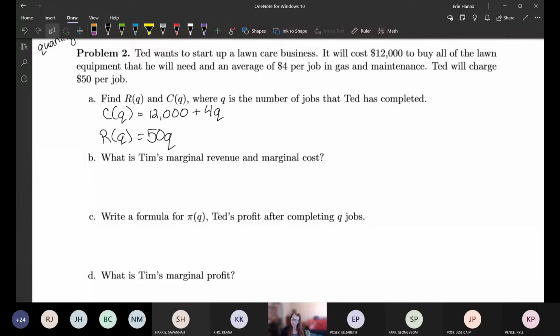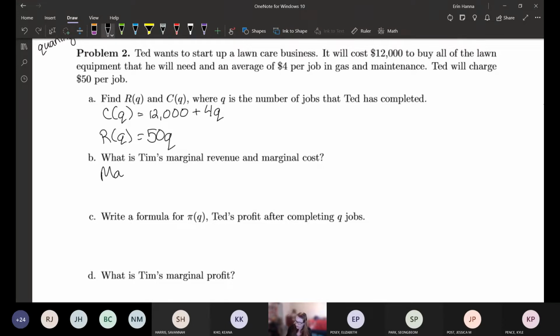Now in part B, we're asked for Ted's marginal revenue and marginal cost. Now I technically only defined marginal cost, but we have equivalent definitions for marginal revenue and marginal profit. It's essentially the slope of the revenue function or the slope of the profit function if they're linear. And it's essentially going to be the revenue or profit associated with each new thing you make. How much money do you make per item? How much profit do you make per item? So we can talk about marginal whatever. It's not just restricted to marginal cost.